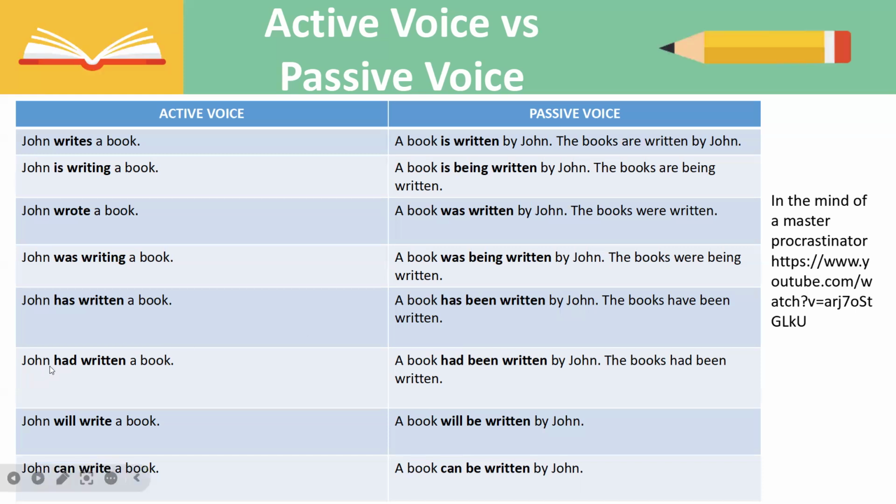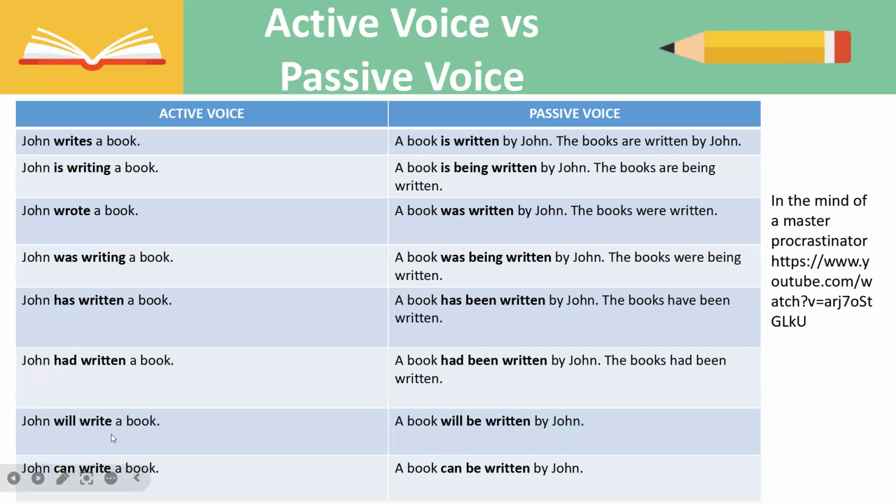The next one, John had written a book. This is the past perfect tense, okay? Had plus past participle gives us the past perfect tense. Now let's focus on the object. A book had, so we always have to follow the structure over here, okay? It's past perfect, so we have to use the same. Had and been, remember, been is always indicating that it's a perfect tense. So had been written by John.